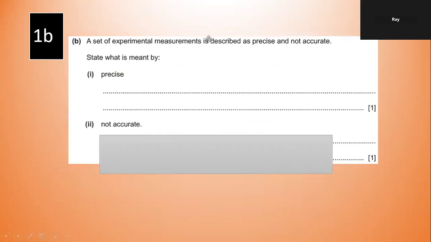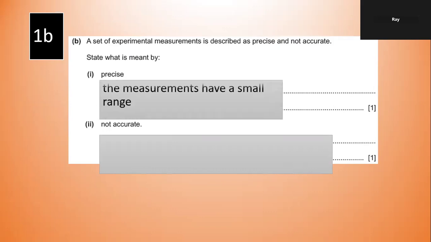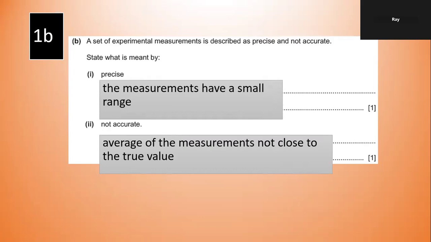A set of experiments is described as precise and not accurate. What is meant by precise? The data close to each other. Rather than data, the measurements have a small range or are close to each other. Not accurate means far from the true value. The average measurement is not close to the true value. This is memory work.